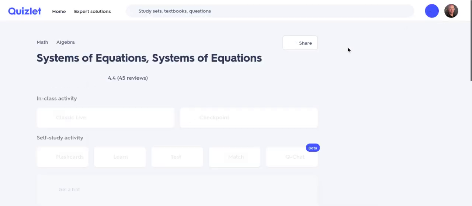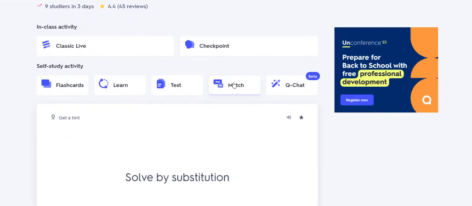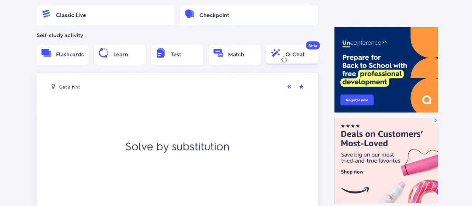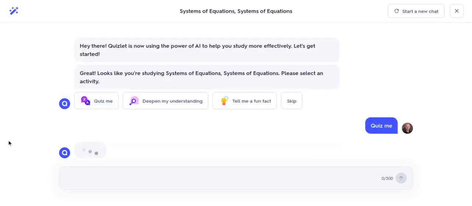But then the very interesting thing that I saw is that they have matching too, right? Again, for any topic, you're just going to be matching up things and they'll disappear as you go. But they did have this Q Chat, which seems like an AI chat bot that will talk you through different subjects. So let's say quiz me. Let's see what it says.